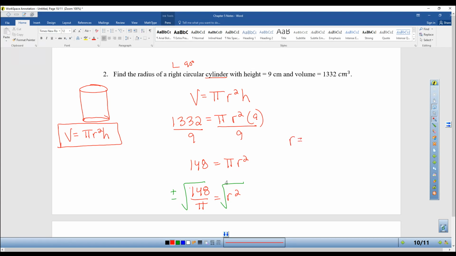So you can go ahead and type that into your calculator. I'm typing it into mine, and I get r is equal to 6.864. It's in centimeters because it's a linear measure. So if you can measure it with a ruler just in one direction, then you know that it's just centimeters, not centimeters squared or centimeters cubed like volume is. All right, let's do number 3.